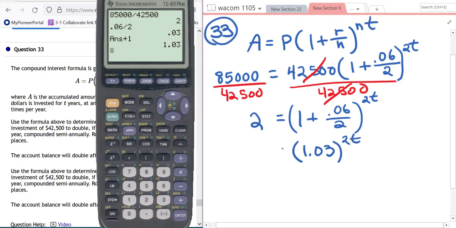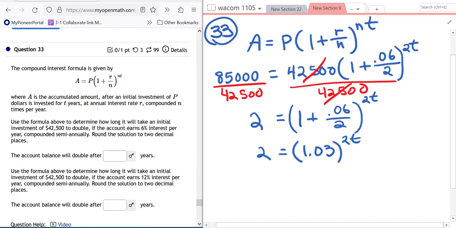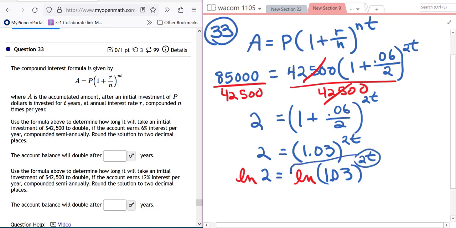So the 1.03 to the 2t equals 2. Now I can take a logarithm of both sides. So I'm going to take a natural log of both sides. And I'm doing that to make the exponent come down. So this will come down. So I have 2t times the natural log of 1.03 equals natural log of 2.